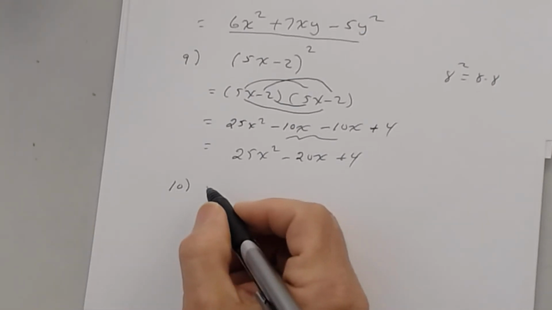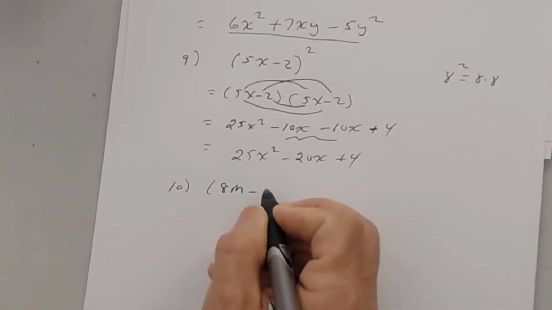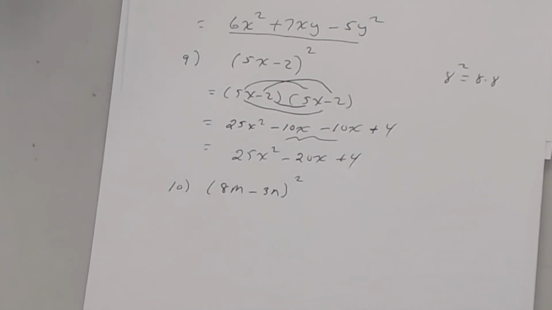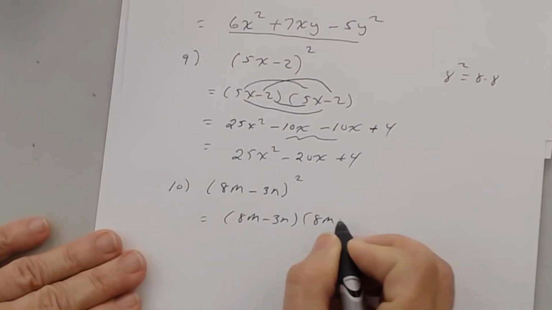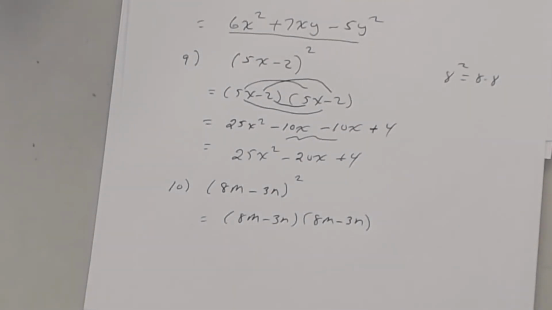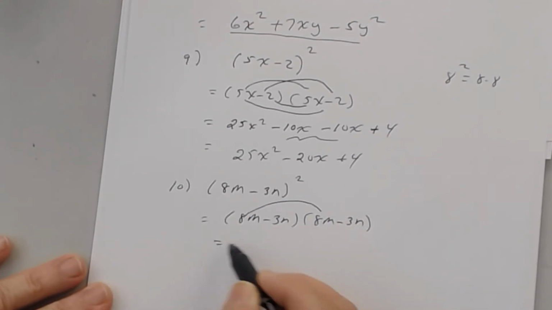Number 10. Suppose I had this: 8m minus 3n squared. So when we do factoring, you're going to notice that when you factor it, you're going to have more than one variable involved. So we have 8m minus 3n squared. How are you going to write this? 8m minus 3n times 8m minus 3n. All right, and then you're going to do what? FOIL. So let's do the first. What's 8m times 8m? 64m squared.